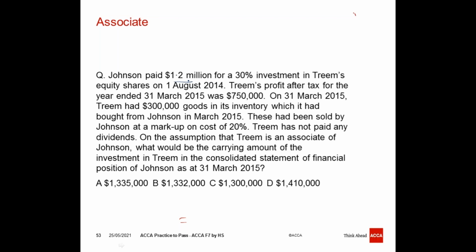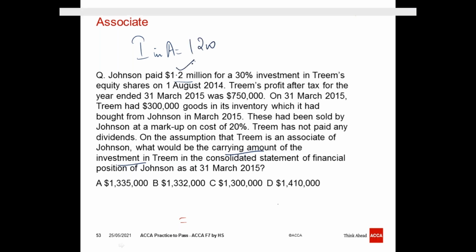On the assumption that Threem is an associate of Johnson, what would be the carrying amount of the investment in Threem? So you need to calculate the investment in associate. Initially we recognize it at cost of 1,200. Subsequently, you need to take the post-acquisition profit. We acquired the associate on 1st August and the year end is 31st March. So from August to March, August, September, October, November, December, January, February, March, it will be 8 months.